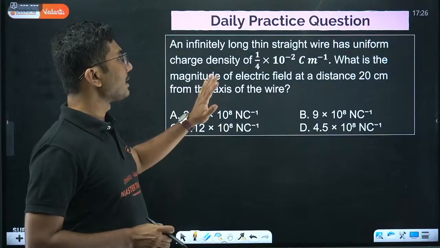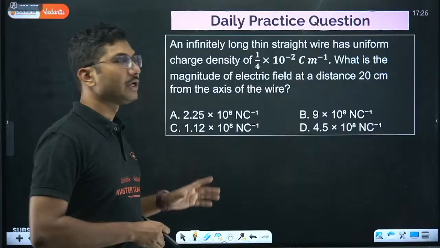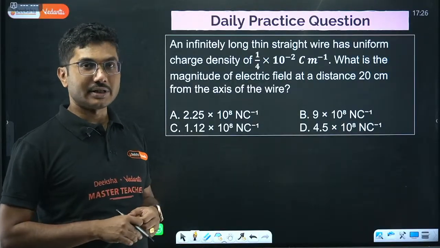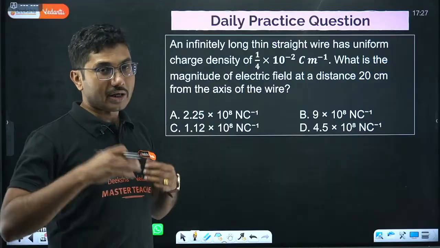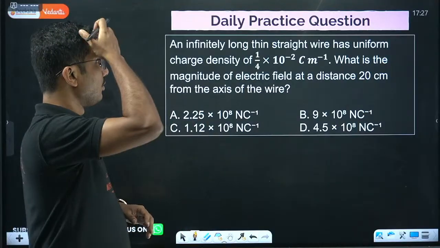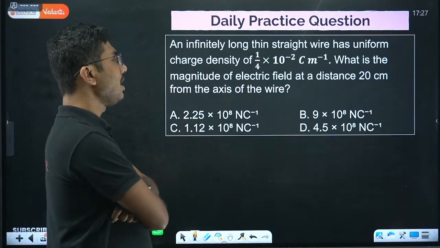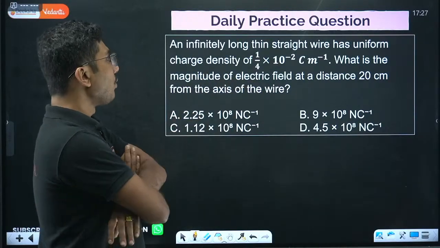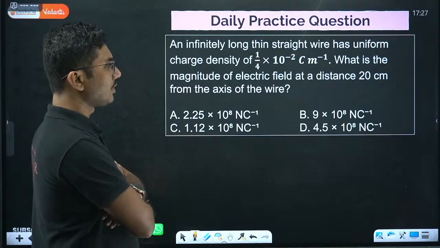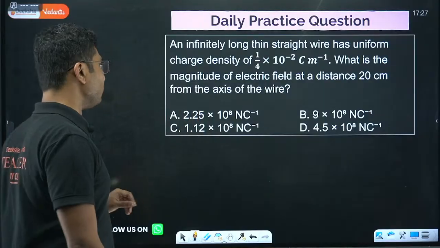Okay, so daily practice question, but you can pause the video anytime. You can come back to this video, pause it, see the question, solve it, and mention the answer in the chat. Not now, you are in a hurry, take time, solve it properly, mention in the comment below. An infinitely long thin straight wire has uniform charge density, that is lambda is given. What is the magnitude of electric field at a distance 20 centimeter from the axis of the wire? Easy question, simple formula you use and you will get the value.